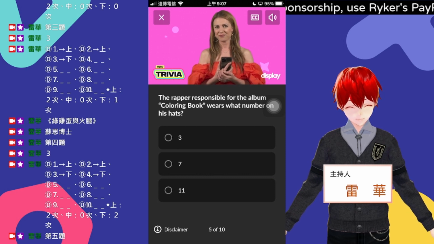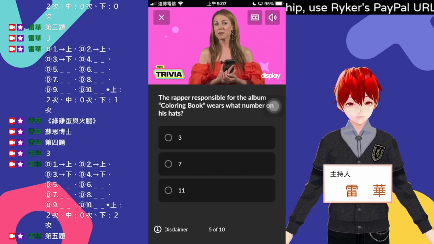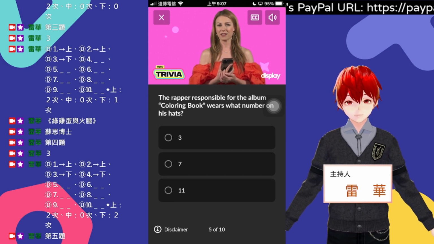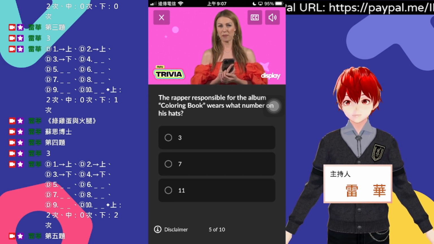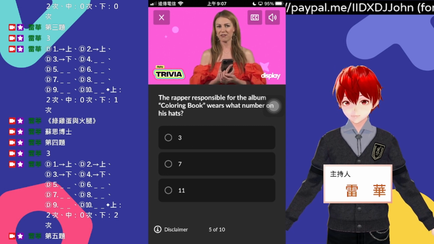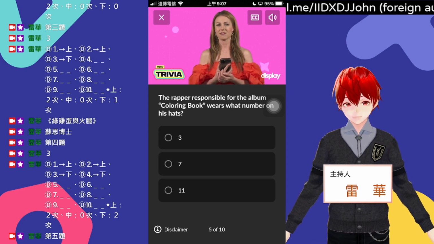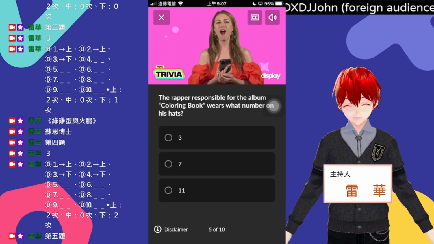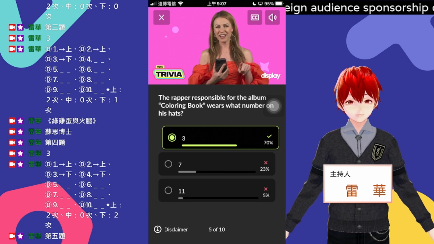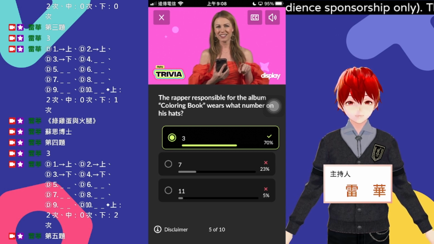Question 5. The rapper responsible for the album Coloring Book wears what number on his hats? 3, 7, 11.